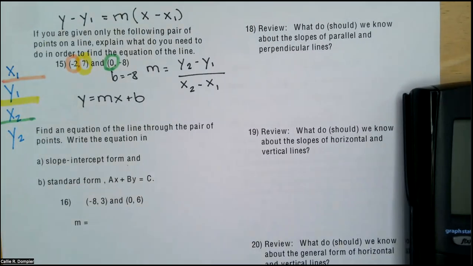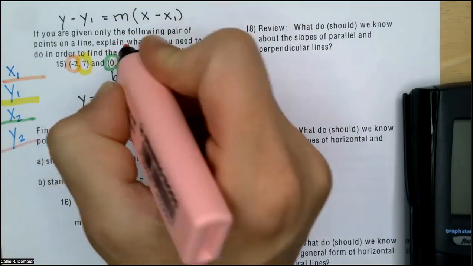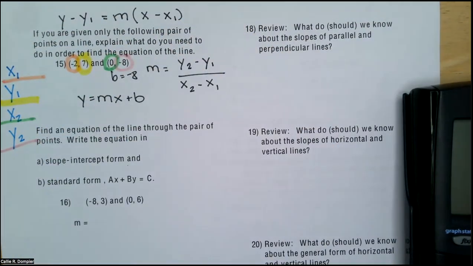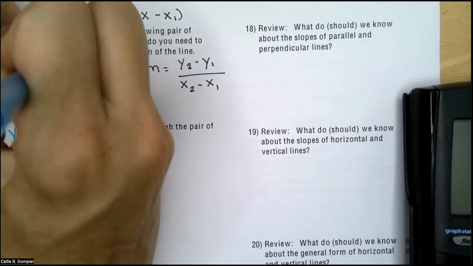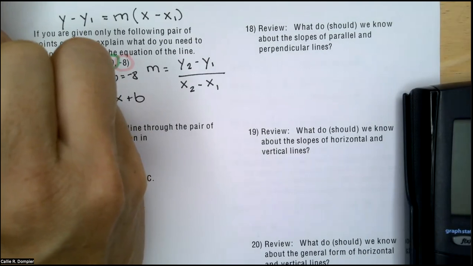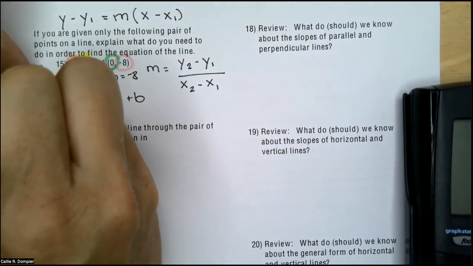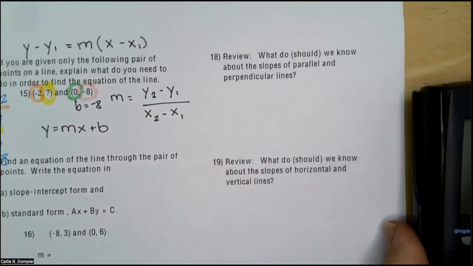x2 is now the x value of your second point. That's why it's x sub 2. One more color. y sub 2 is going to be the y value of your second point. All right? So x sub 1 is -2. y sub 1 is 7. x sub 2 is 0. y sub 2 is -8. All right, let's input it into the slope formula.